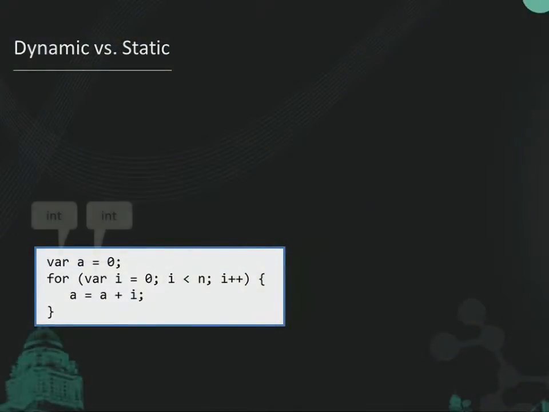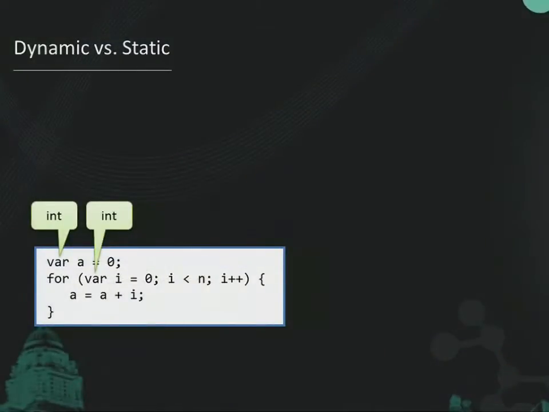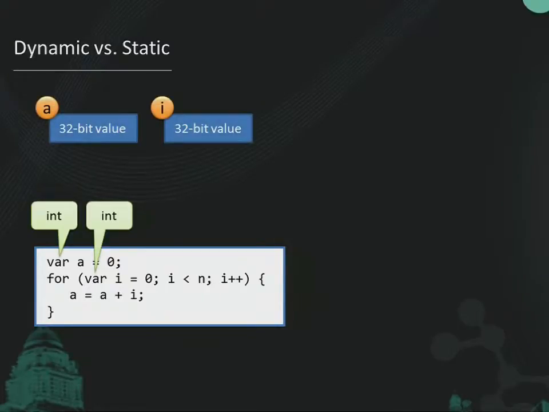If you write this code in C#, it's certainly statically typed because the var keyword does implicit type inference. So in this case, because you assign 0 to A, the compiler knows that the type of A needs to be int. And similarly for the I loop variable that exists in the for loop, we know that it's an int. Now, as an implication of that, if we have two int values, we also happen to know that there is an add instruction in the CPU.